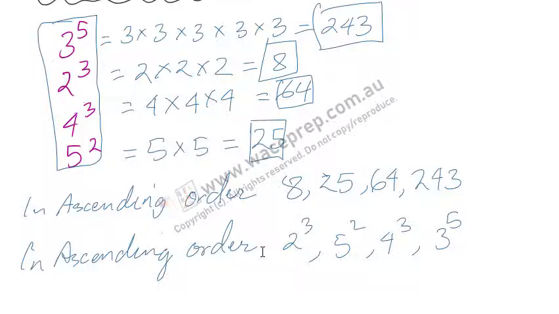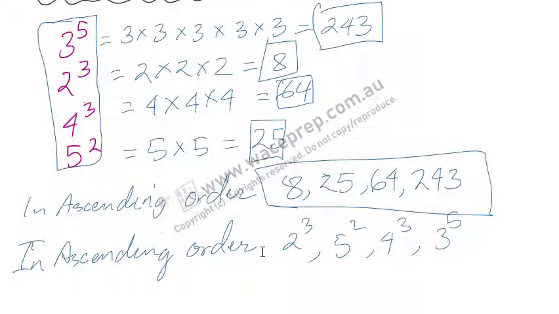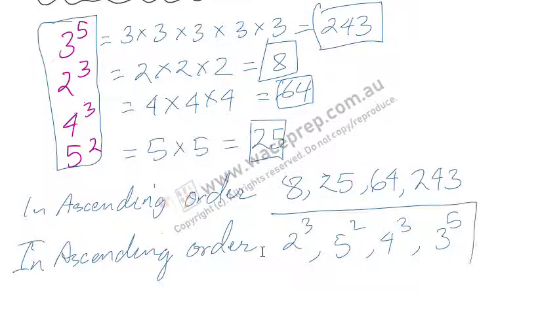Now to calculate something and then representing it in ascending order, we must evaluate the number, and then only then we will be able to tell which one will be first and which one will be second, which one will be third, fourth, and so on.